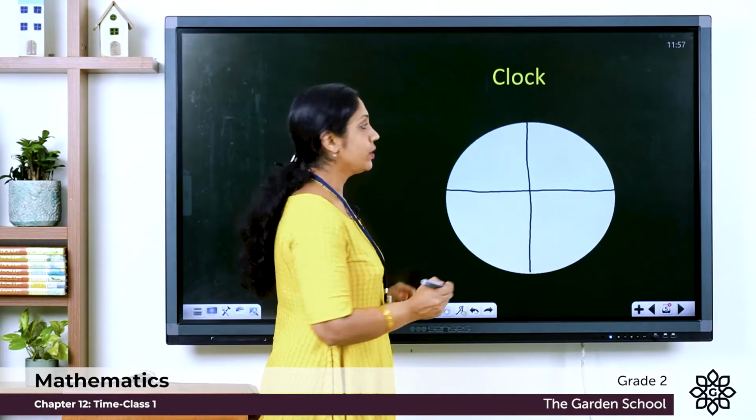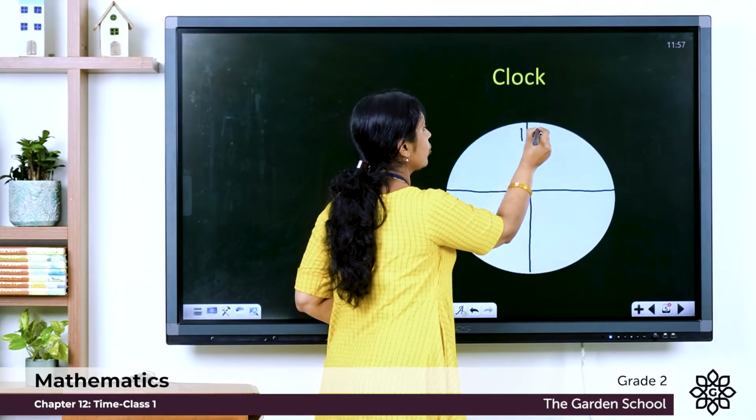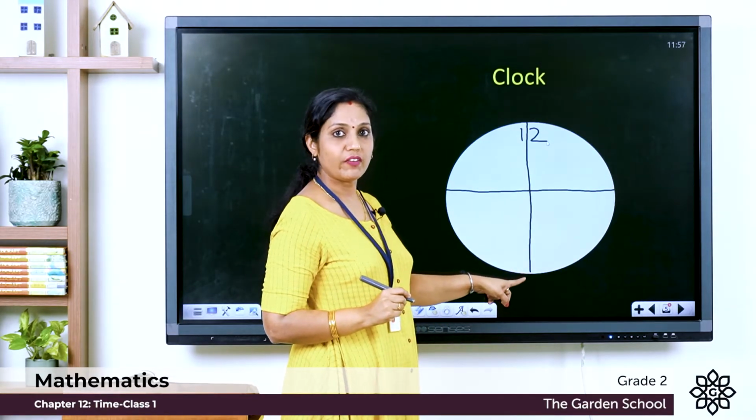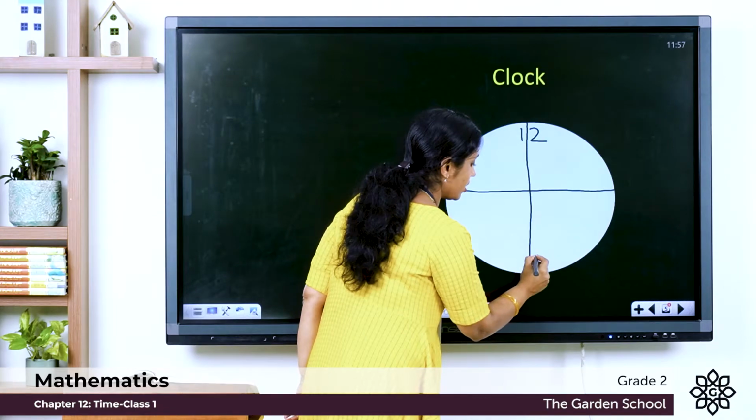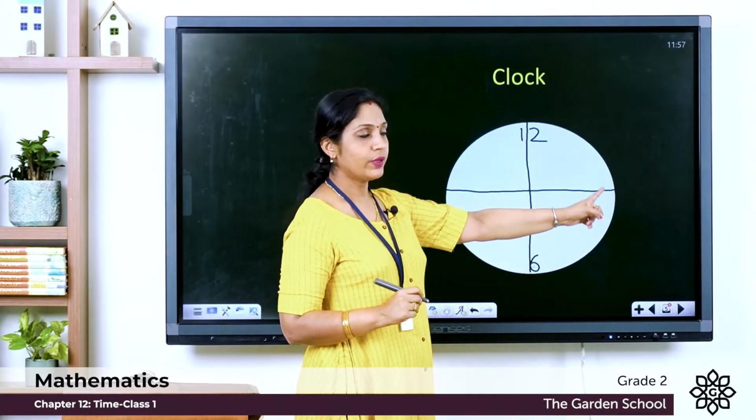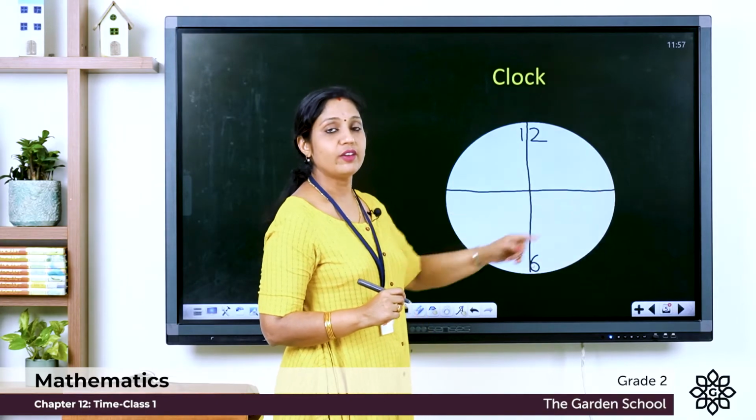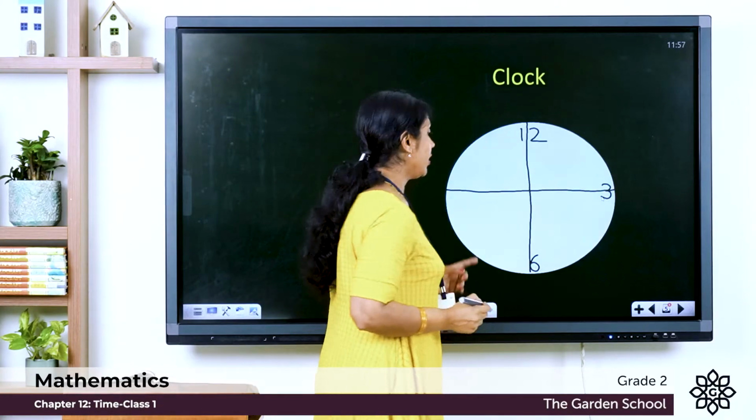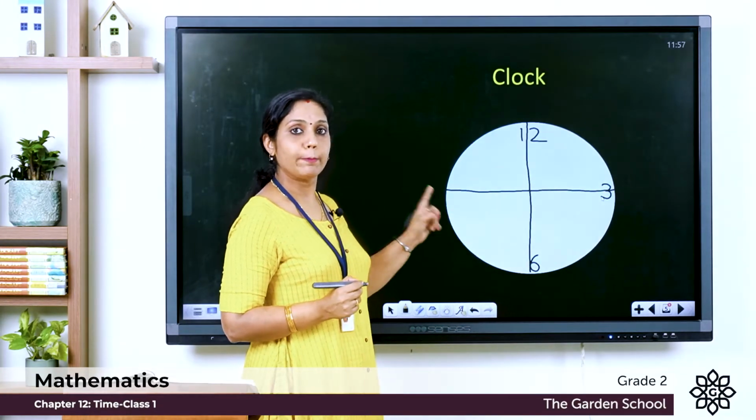At the top point in this circle where this vertical line meets, we can write the number 12. So let's write 12 here. And below this line we can write the number 6. So this is where 6 should be written. Now we have the horizontal line. On the right side, we have to write the number 3. And on the left side we have to write the number 9.